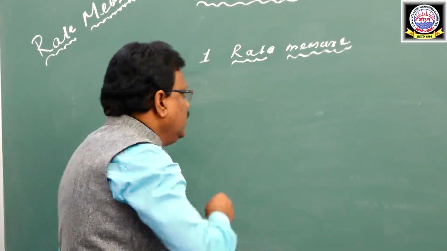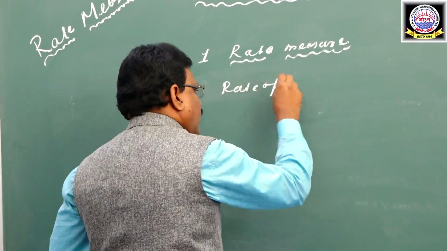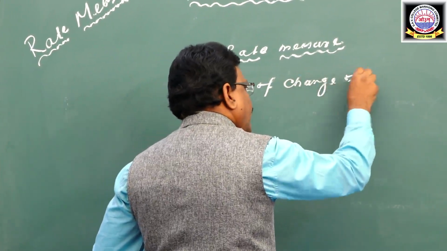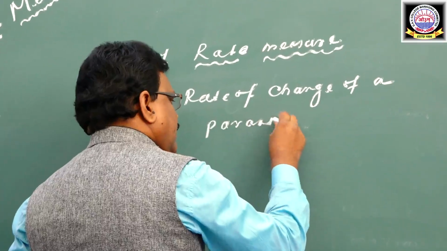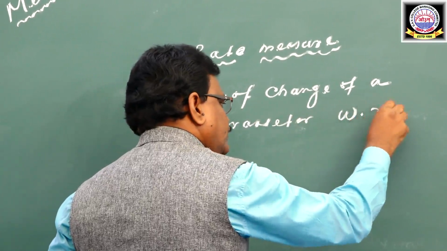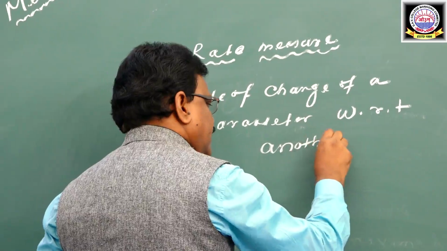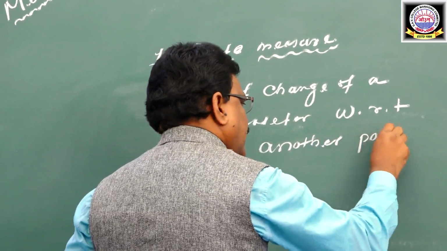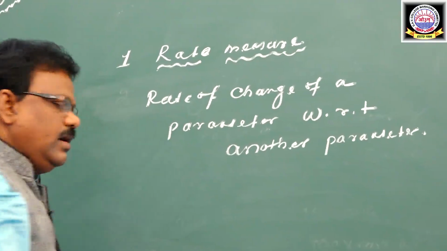I can write here: the rate of change of a parameter with respect to another parameter. That is the very simple definition of rate measure. Then the question arises, how do you know this?